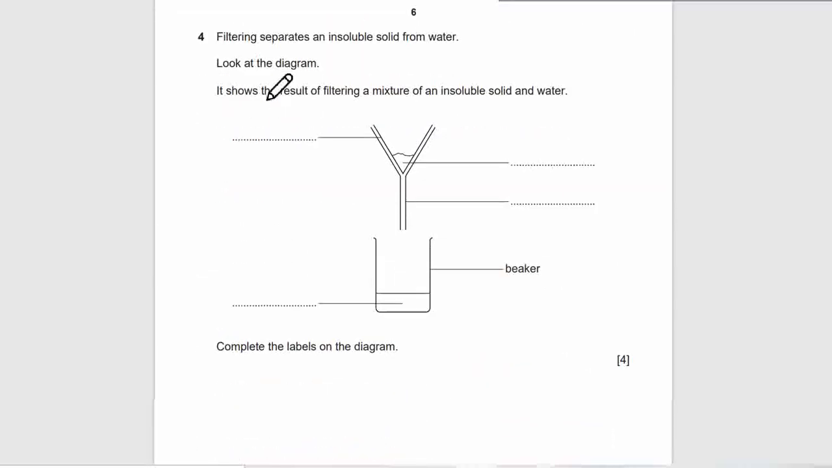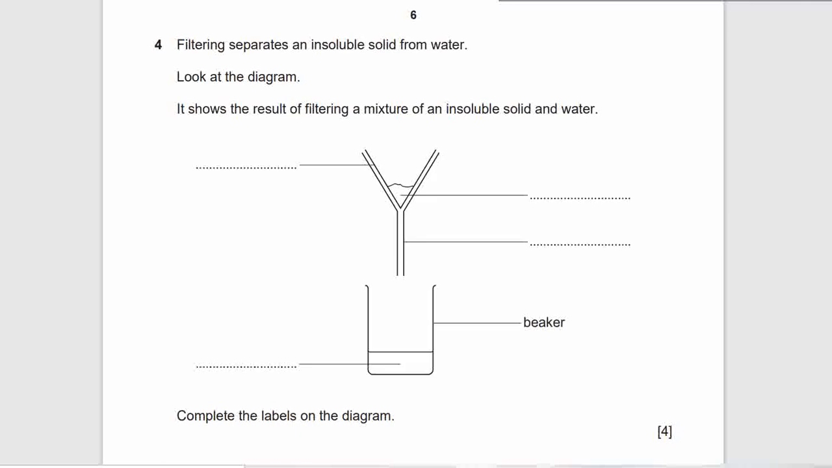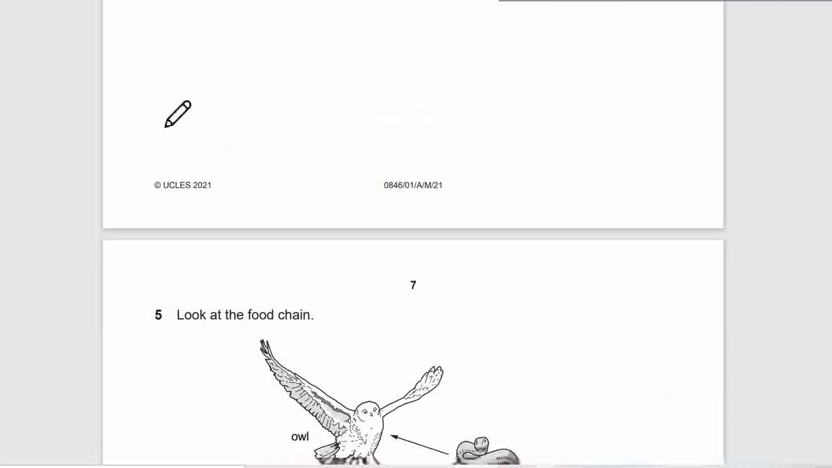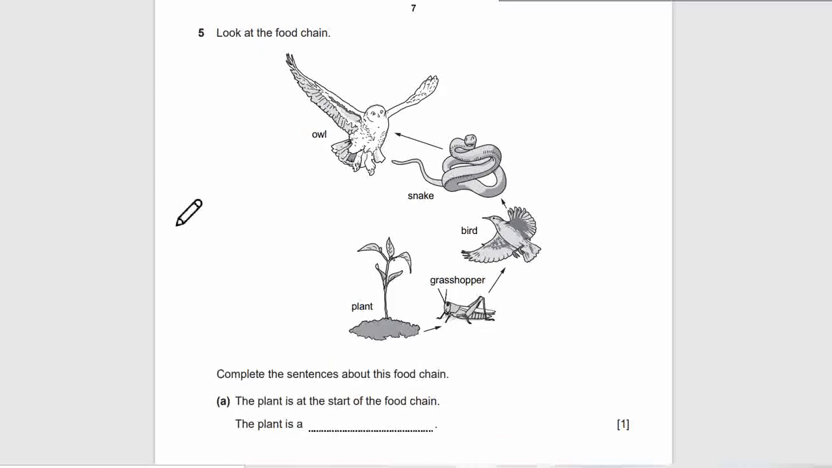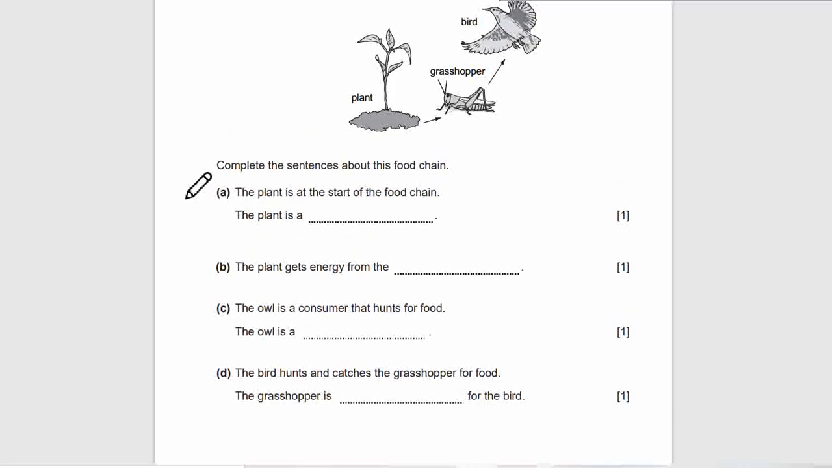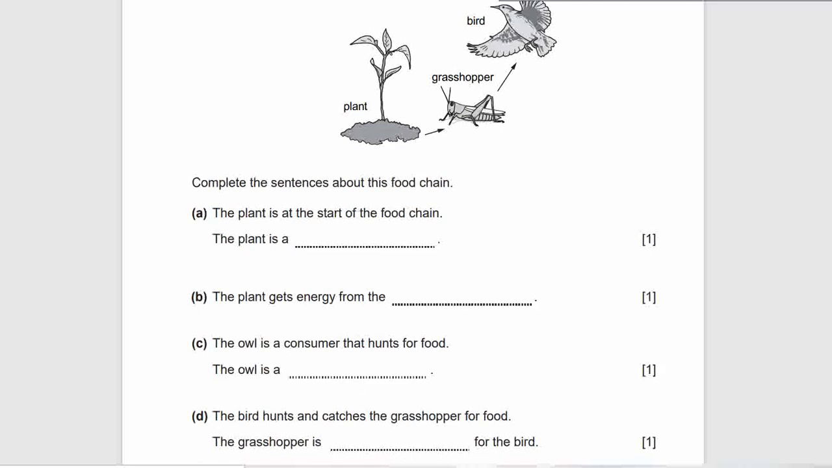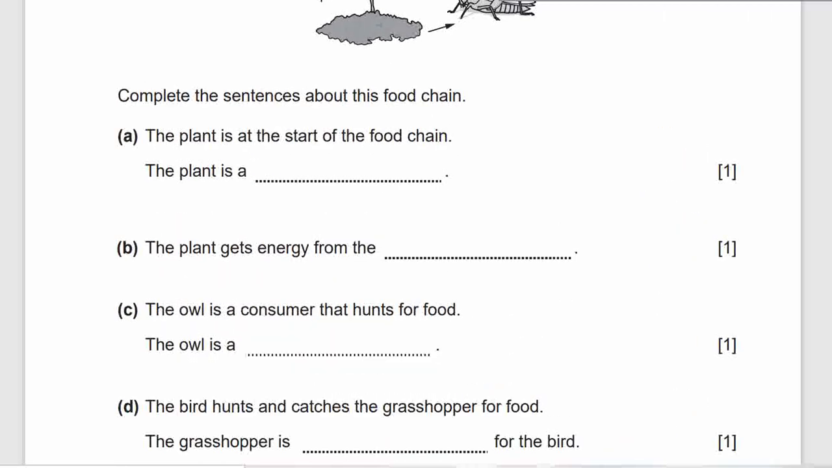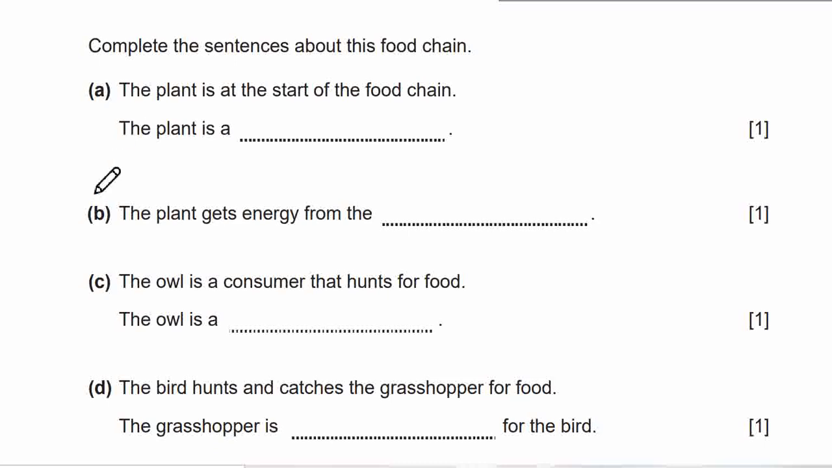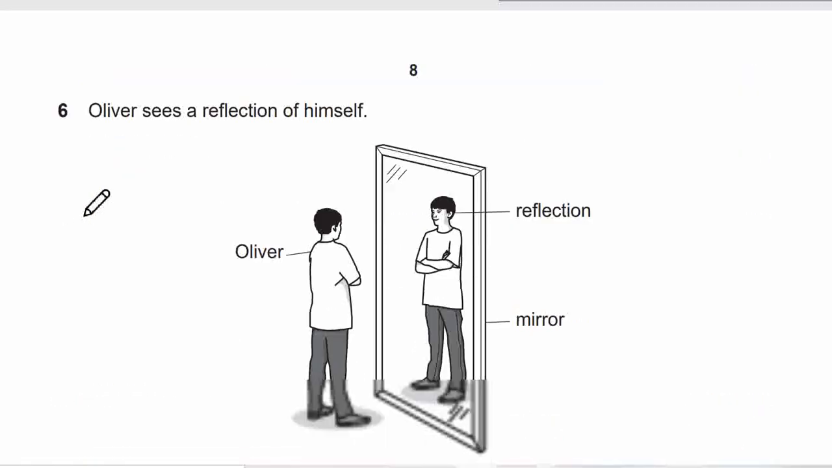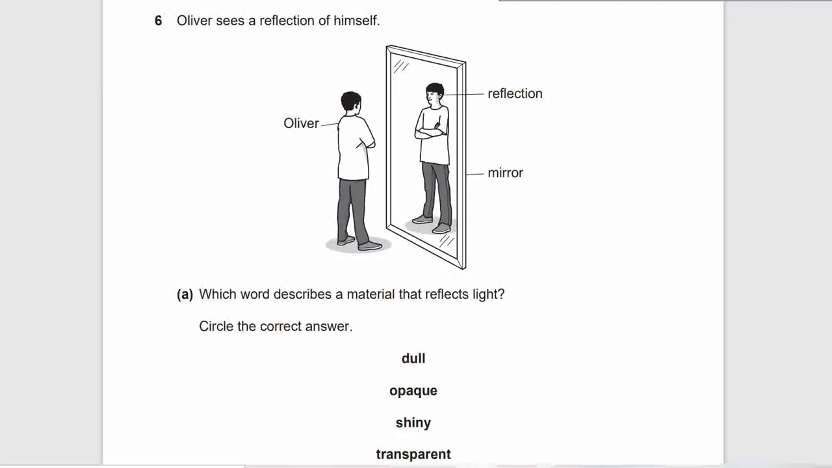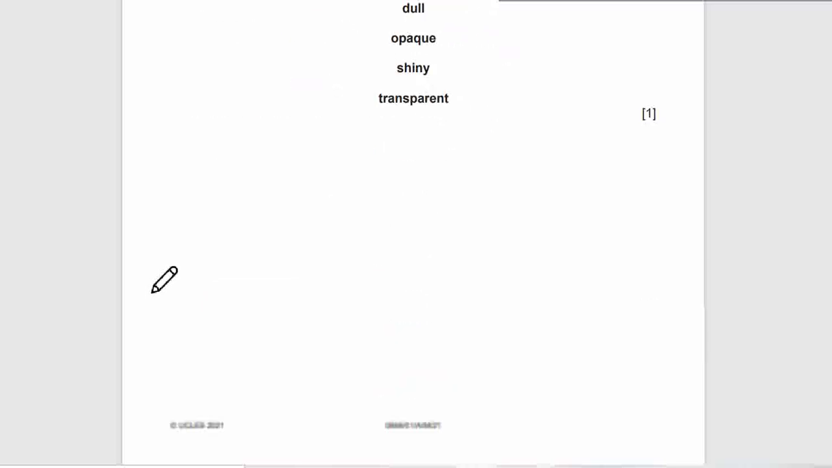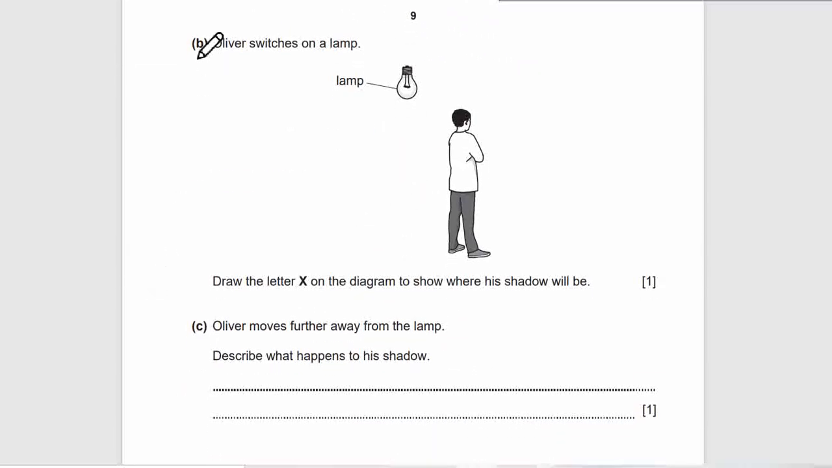And this is question number 4. Then this is question number 5. Let me zoom out. 5A. And this is the whole question, 5A, B, C, D. Now let's move to question number 6. This is 6A. And let's move to question number 6B and 6C.